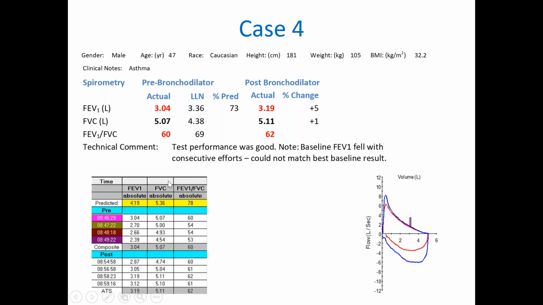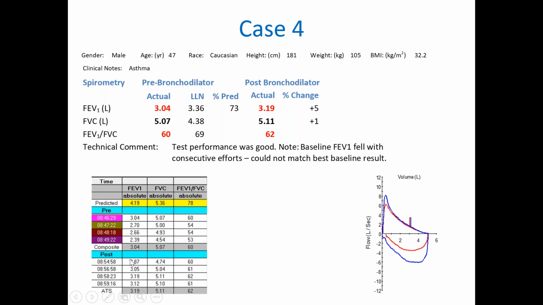So if we actually look at the efforts that this individual made with each test that he did, you can see that this time is increasing in time here. These are his baseline results: his first FEV1 was 3.04, which was his best. The second one was 2.70, third one was 2.66, and the last one was 2.39. His FVC didn't change much, but sometimes you can also see a fall in FVC.